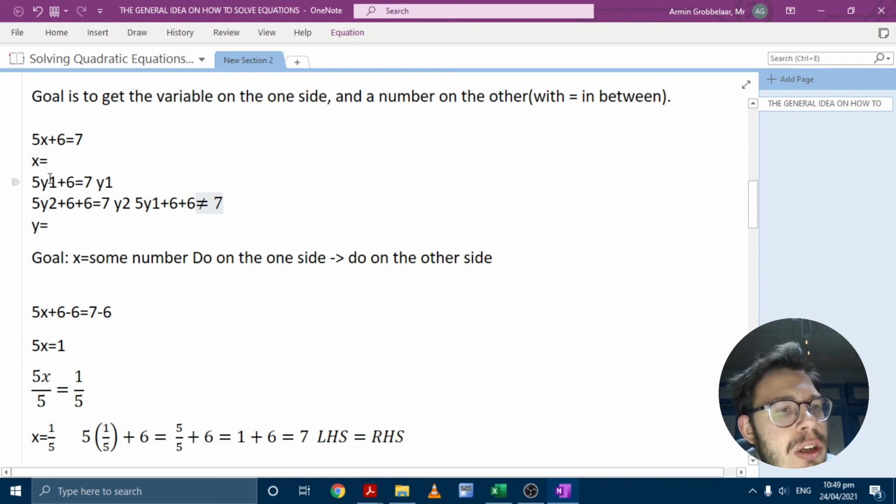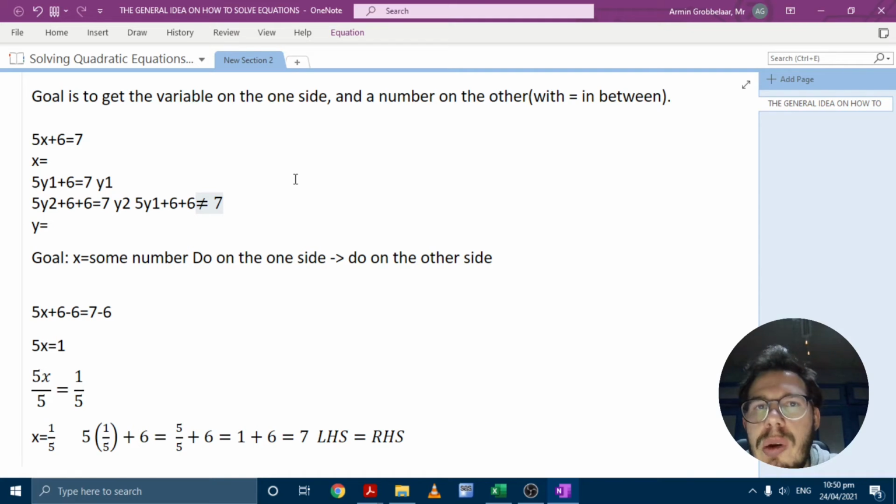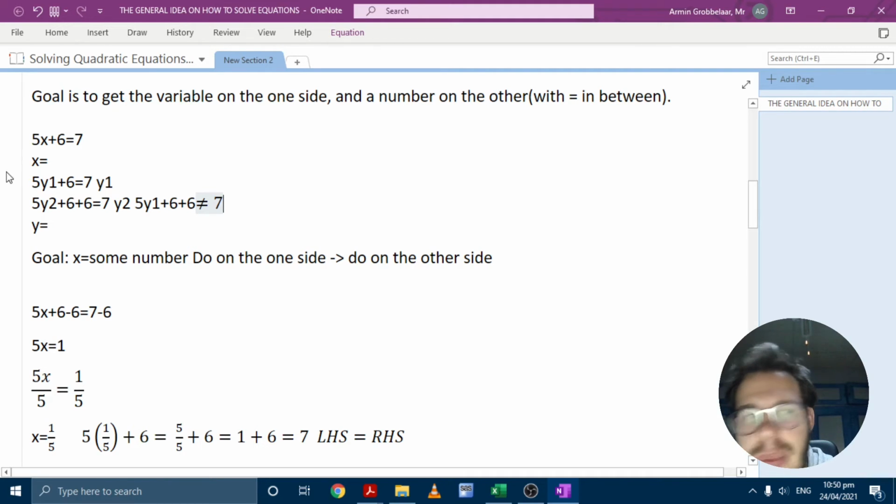So the solution that you get for the first equation will not be the solution that you get for the second equation, because you changed the balance of the scale, you changed the equation completely. So that's why if you do something on the left hand side, you also have to do it on the right hand side. So if we solve this equation, 5y2 plus 6 is equal to 7, and if you plug it into this first equation, then 5y2 plus 6 will not equal 7.